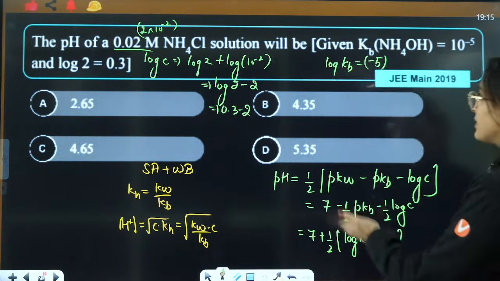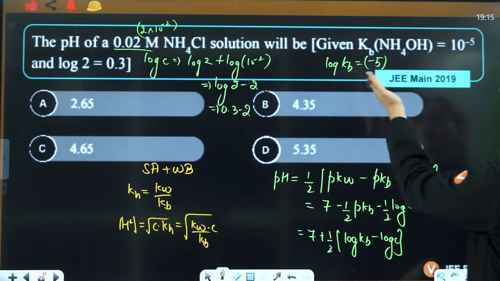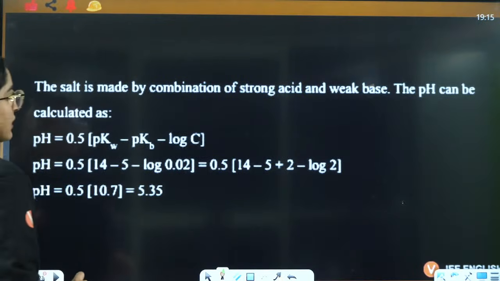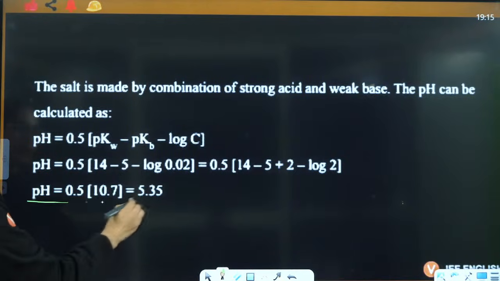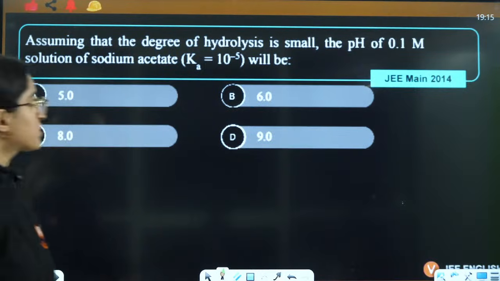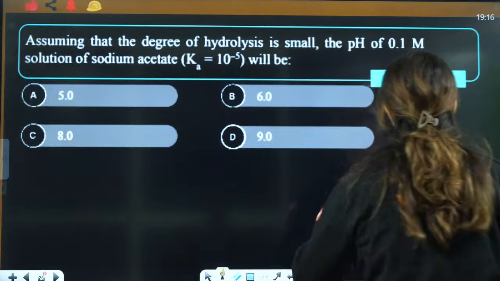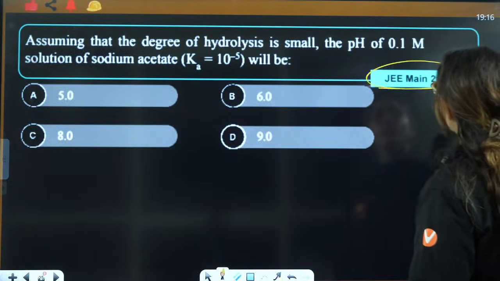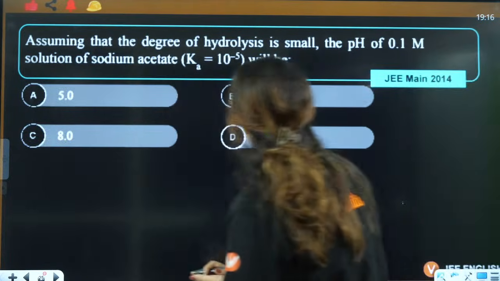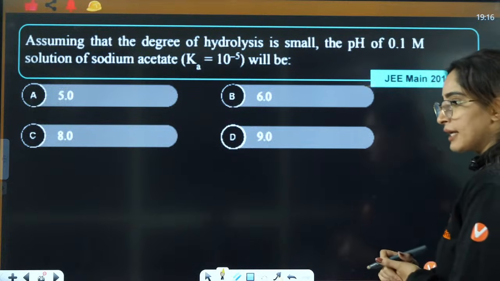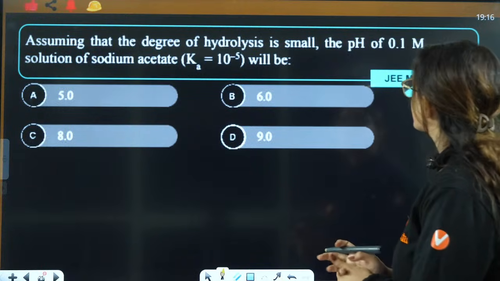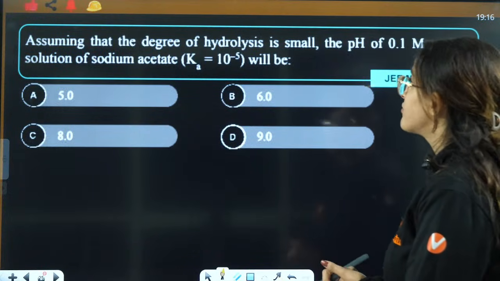So you'll just put this value here, log of C and log of Kb here, and you will get your answer. Put all the values and you will get your answer for this one. And that is the latest question only, so that is important. Next is JEE 2014 question, that is, assuming that degree of hydrolysis is small, and the pH of this solution will be what?